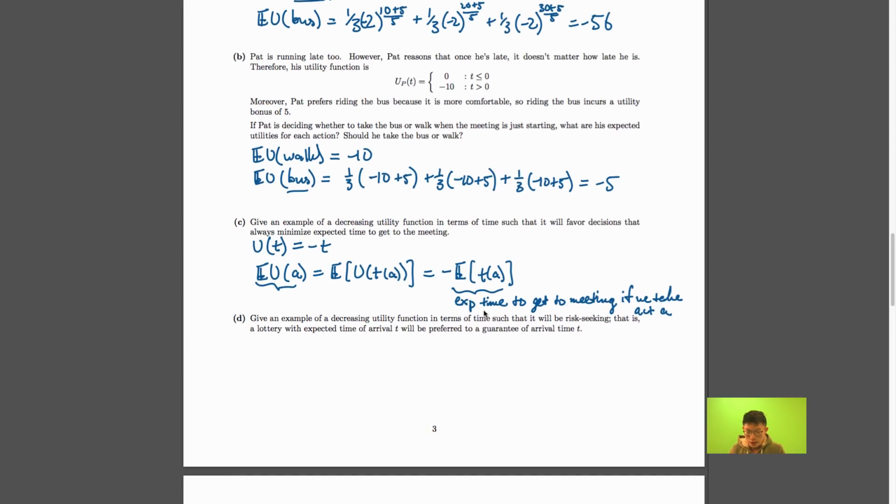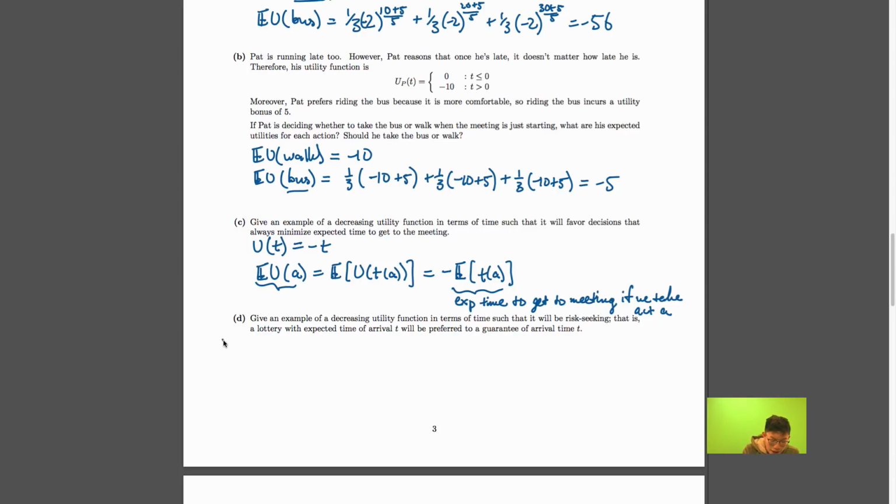OK, so the next question is a little bit trickier. It's asking us, can we come up with a utility function that will actually make us prefer to be more risk-seeking? Meaning that we would prefer to take an action that will give us an expected arrival time of t, as opposed to an action that will guarantee an exact arrival time of t. So I'll give you the answer, and then we'll talk about why it is.